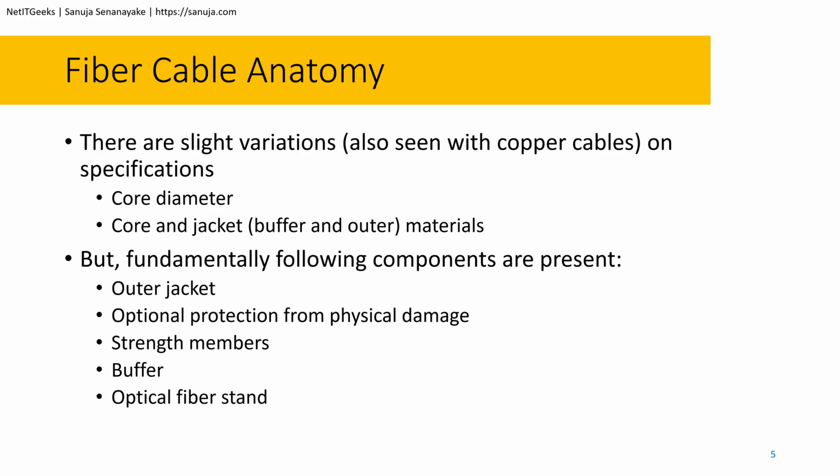And the other thing is the core and the jacket. That means the buffer and the outer materials of the cable. So for example, the fiber optic cables that you're going to be installing outside, let's say in a ditch, are not going to be the same as the fiber optic cable that you will be using inside a building. So in a lot of data centers, fiber optic cables will have that yellow jacket that you're familiar with, or red, orange, or blue jackets.